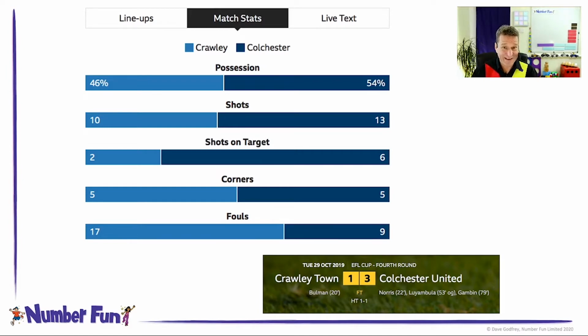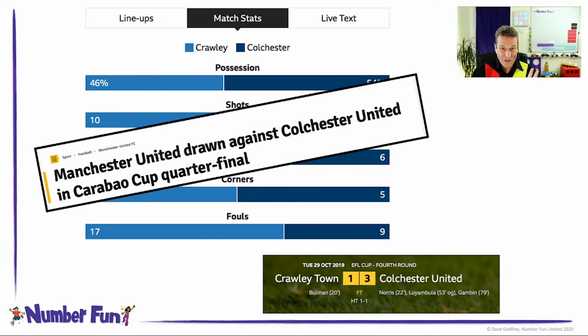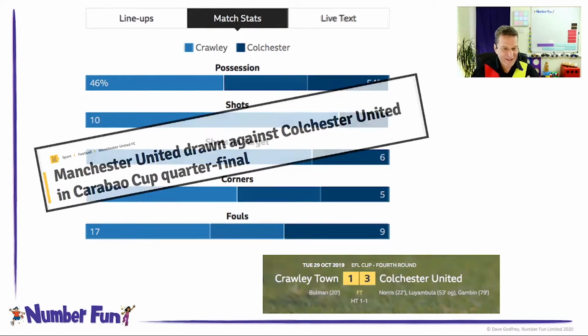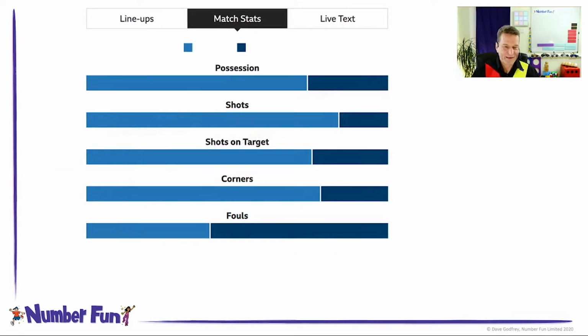And you know what was really amazing? We ended up being drawn against Manchester United, which was brilliant. Great for my little team. So here are the statistics of that game. I wonder, can you tell which team was at home and which team was away? What do you reckon happened in the game?